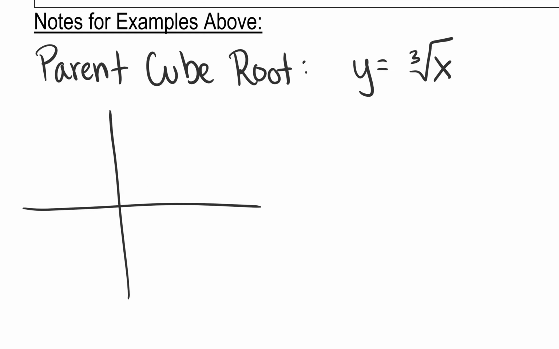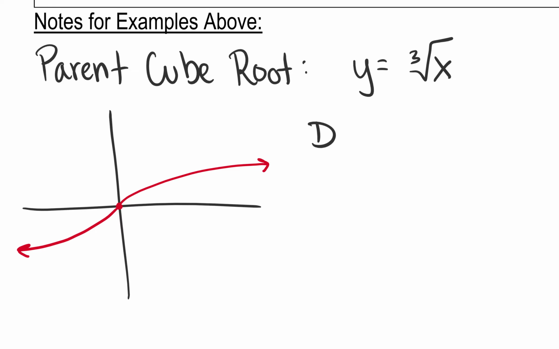I start from the center and I would go up to the right, just like a square root. But because cube roots can equal negatives, then I would kind of go the exact opposite direction. So I went up to the right, now I'm going to go down to the left. That's what a cube root function looks like. Okay? So a cube root function goes the whole way across.